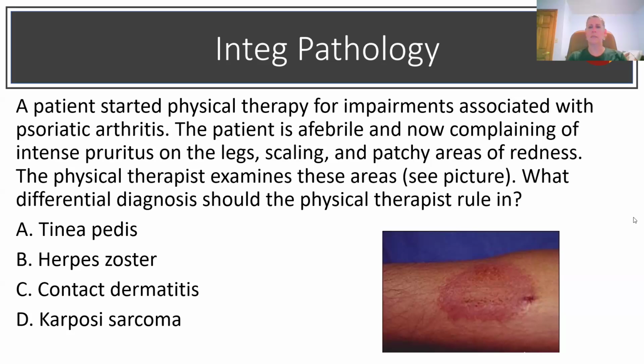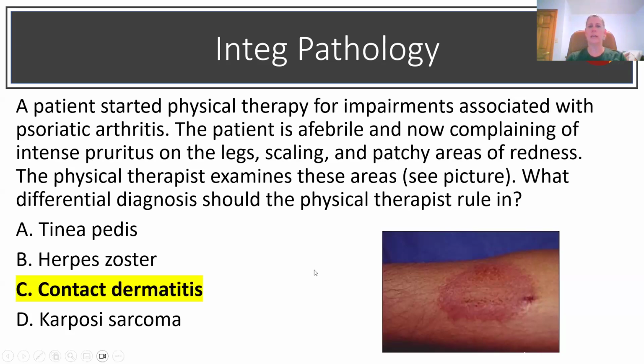Okay, looks like we've got B's and C's. Yeah, it's not A. A is the term for athlete's foot. So I'm not looking at a foot, and it doesn't look like a fungal infection. Okay. Kaposi sarcoma is skin lesions when somebody has AIDS. It doesn't look like that either. So good, you got it down to B and C.